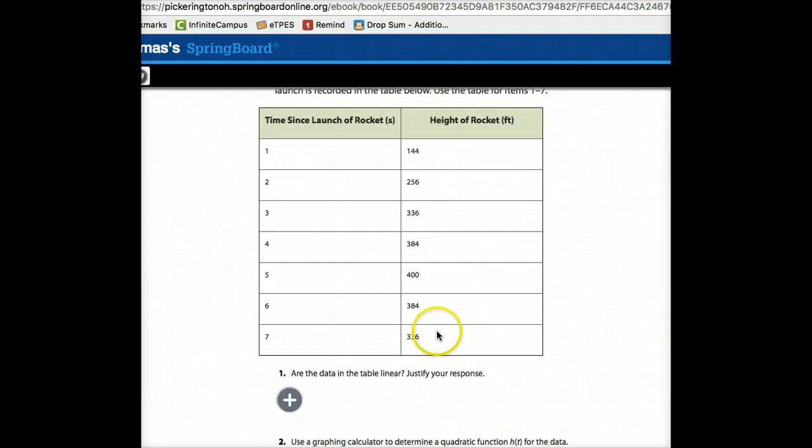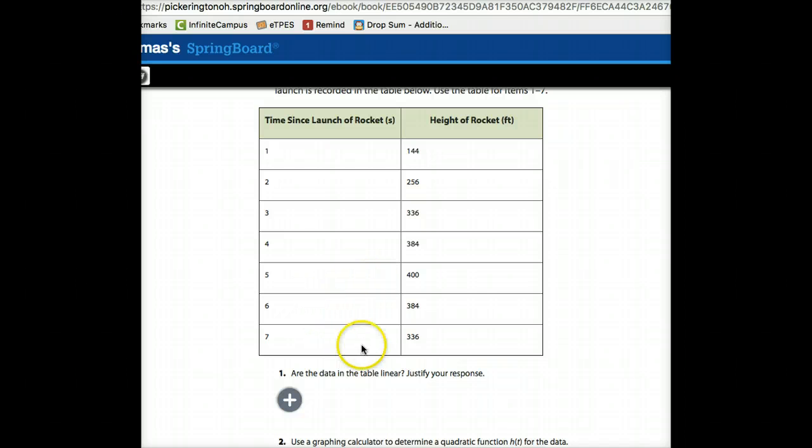And the first thing it asks is, is the data linear, and asks you to justify it. So obviously you can see the answer that I gave. No, it's not linear. There isn't a constant rate of change. We know that because you can calculate it. Also, it's going up and then it starts to come back down. So it can't have a constant rate of change if it changes direction. So that's why that's the answer to number 1.